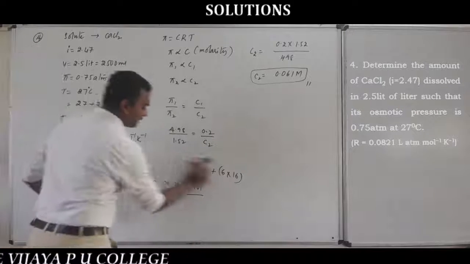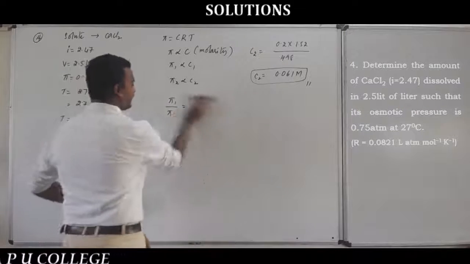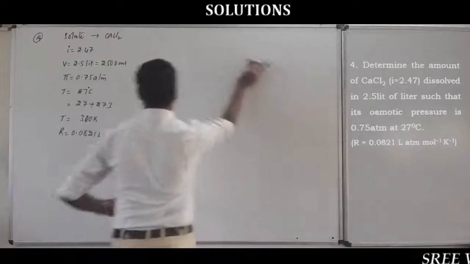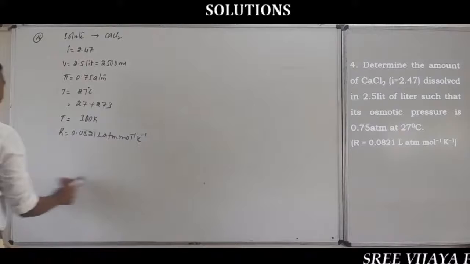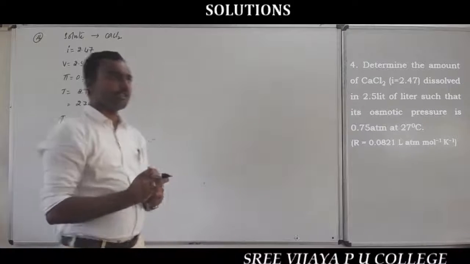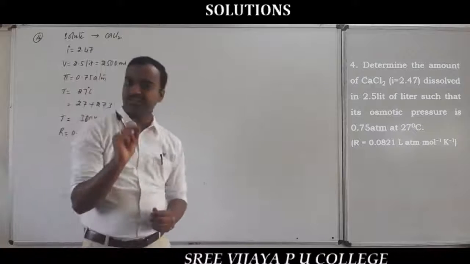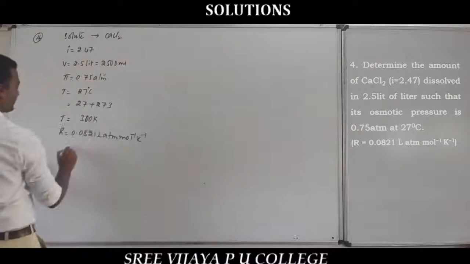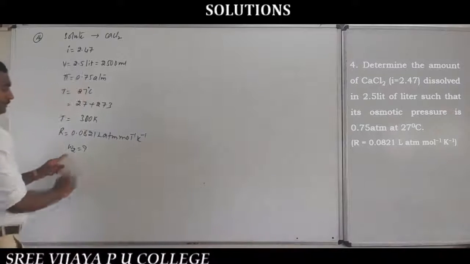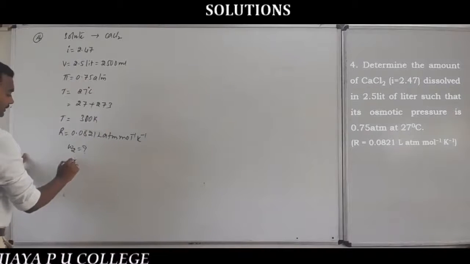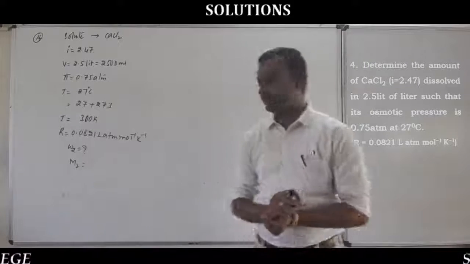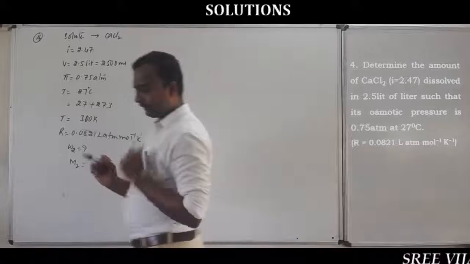Now our intention is to calculate. See what he is asking: calculate the amount of calcium chloride. In the given problem, calcium chloride is the solute. The amount of calcium chloride means we have to calculate the amount of solute, that is W2. To find W2 in the osmotic pressure equation, we must know the M2 value. What is M2? The molar mass of the solute. The solute is calcium chloride, so find the molar mass of the solute.